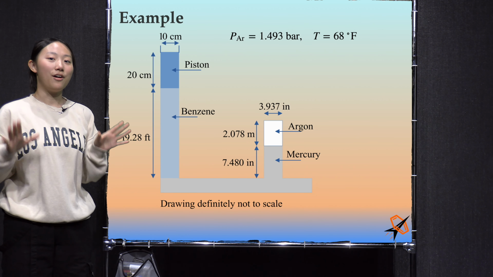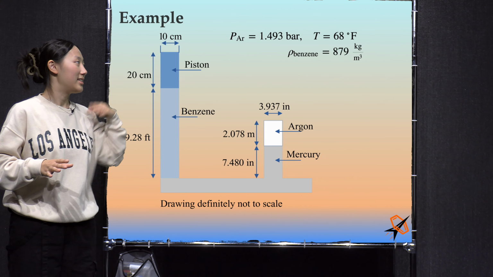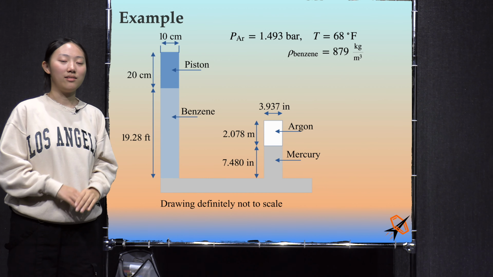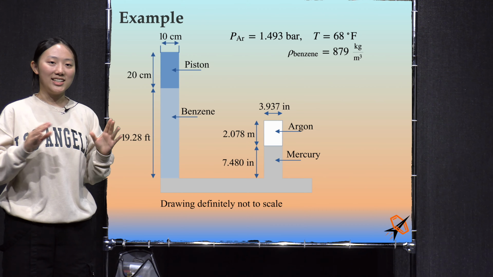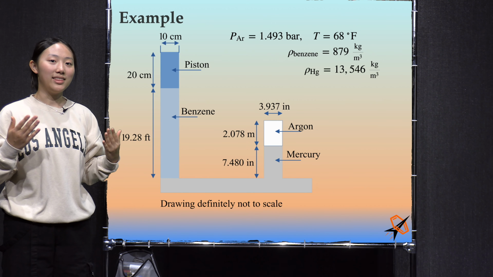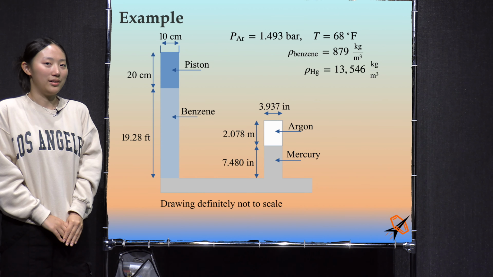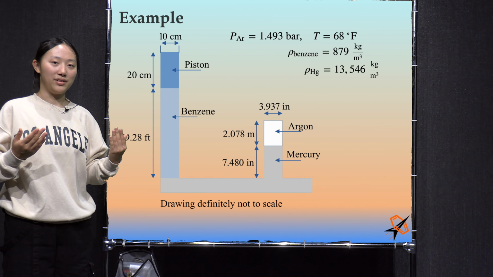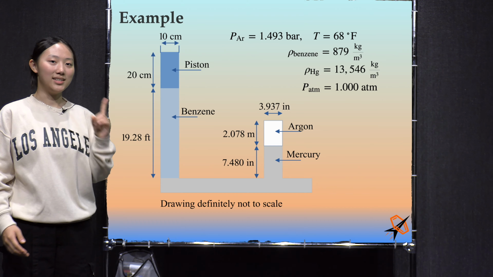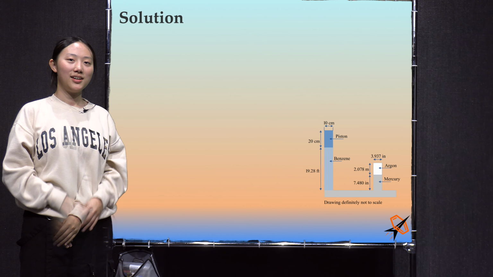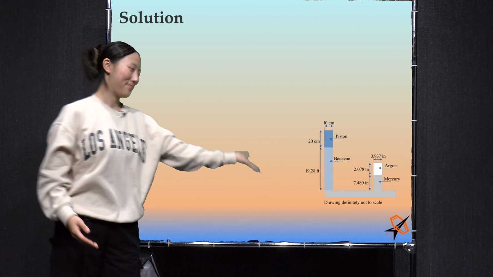The data we have are that the density of benzene is 879 kilograms per meter cubed. The density of mercury is 13,546 kilograms per meter cubed. And the local atmospheric pressure above the piston is 1 standard atmosphere. We'll start the solution with a diagram.